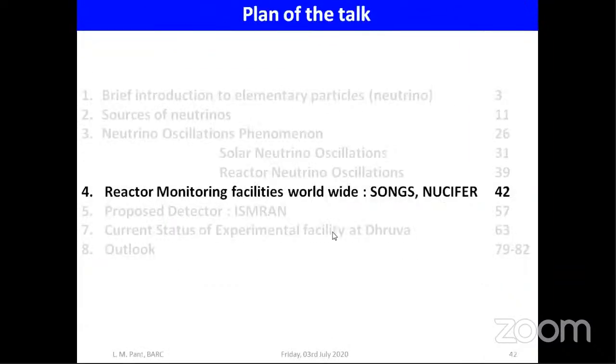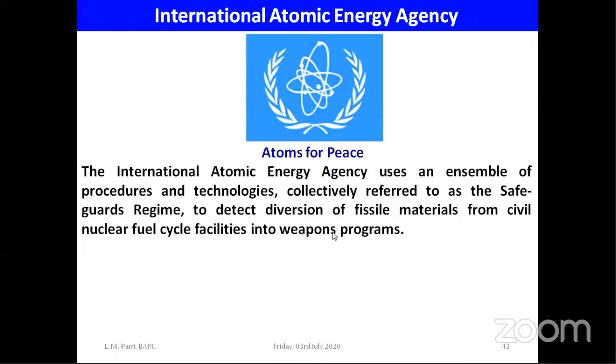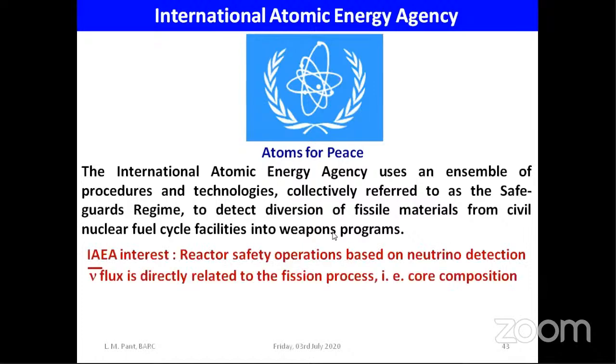So I come to the reactor monitoring facilities around the world. Two facilities I'll just discuss here, the SONGS and the Nucifer, before I come to the ISMRAN. The International Atomic Energy Agency uses an ensemble of procedures and technologies collectively referred to as the safeguards regime to detect diversion of fissile material from civil nuclear fuel cycle facilities to weapons programs. IAEA's interest is in reactor safety and operations based on neutrino detection. Antineutrino flux is directly related to the fission process or the core composition.